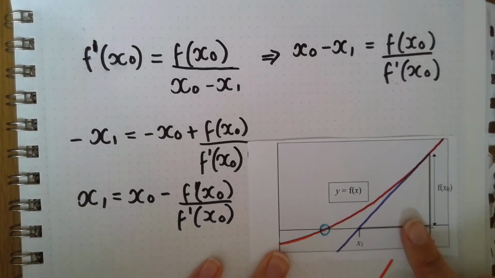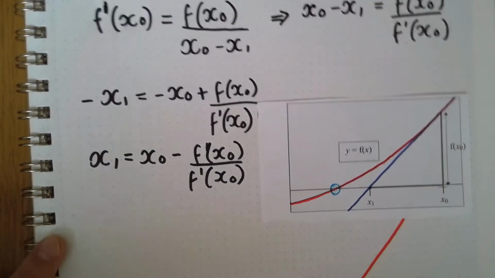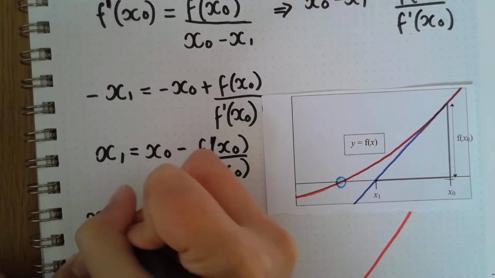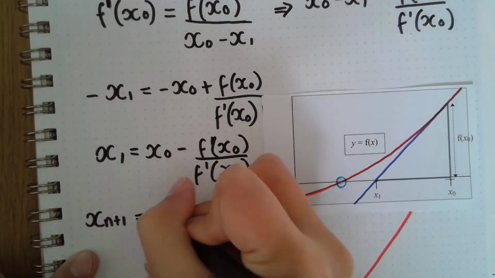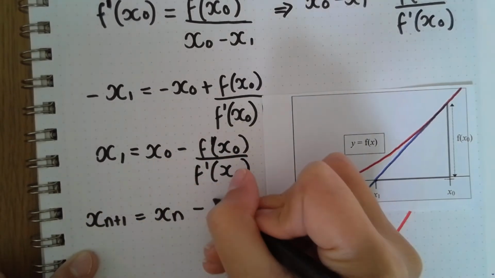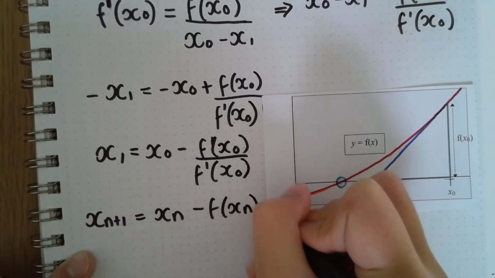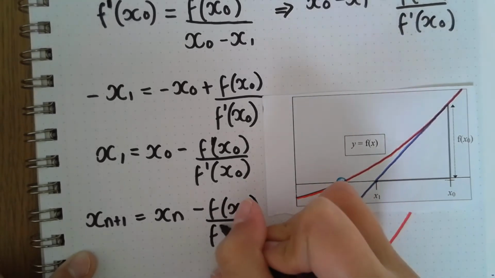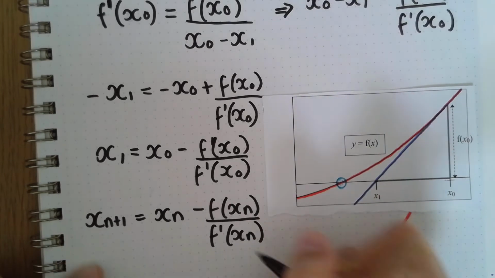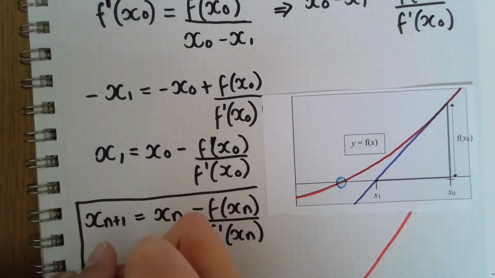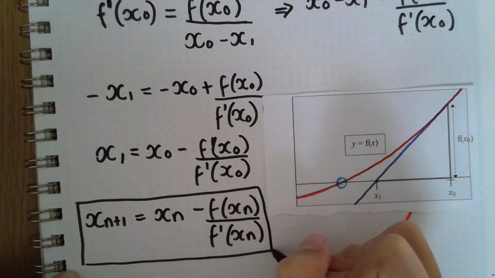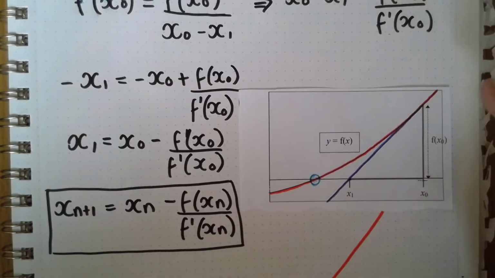In general, if we want to generalize this, we've got x of n plus 1 equals x of n take away f of xn divided by f prime of xn. Now this is Newton Raphson.